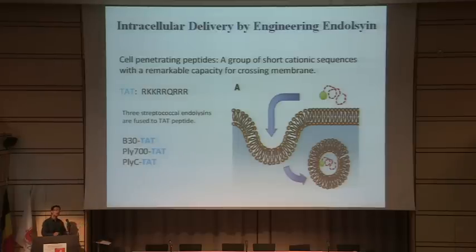So our goal is to use this peptide to label three streptococcal endolysins, which are B30, PlyC and PlyC, and then we want to set up an assay to test if this tag label can help them go intracellular and clear an intracellular pathogen like group A strep.